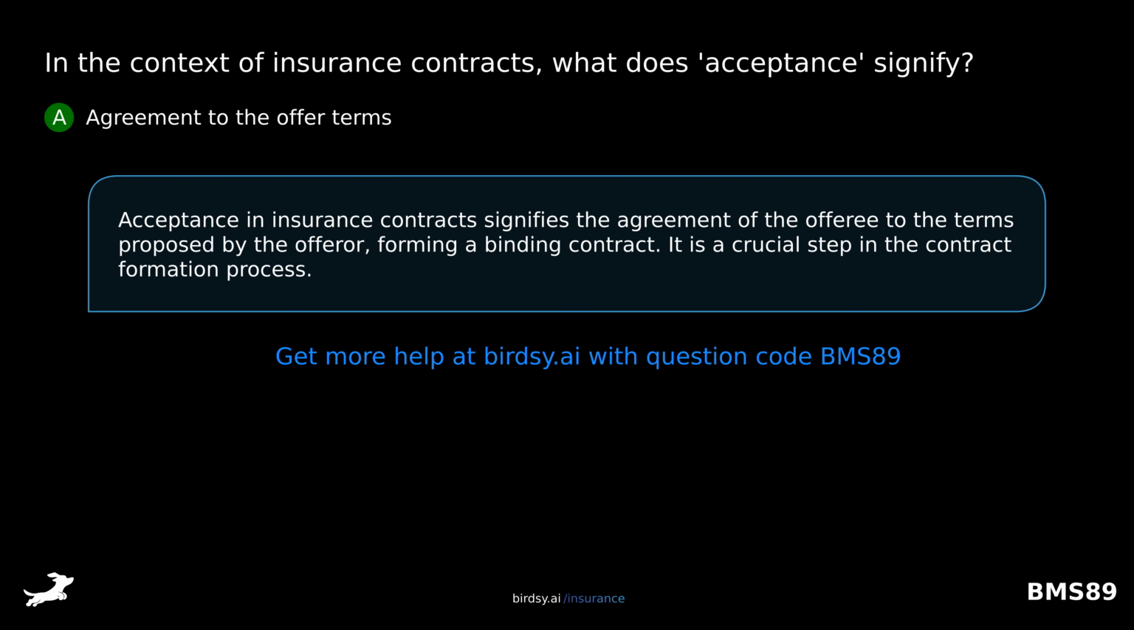Acceptance in insurance contracts signifies the agreement of the offeree to the terms proposed by the offerer, forming a binding contract. It is a crucial step in the contract formation process.